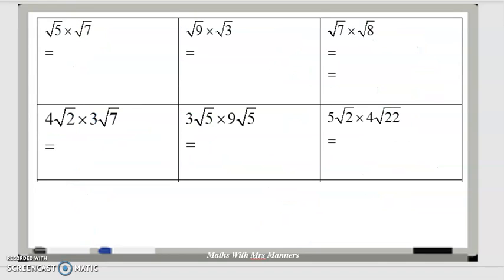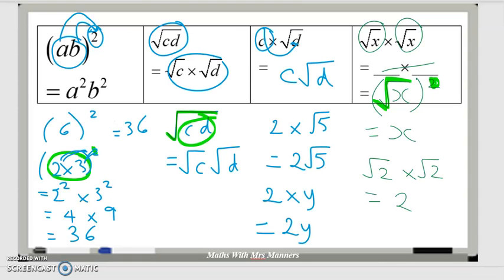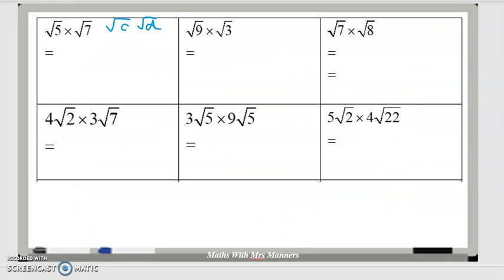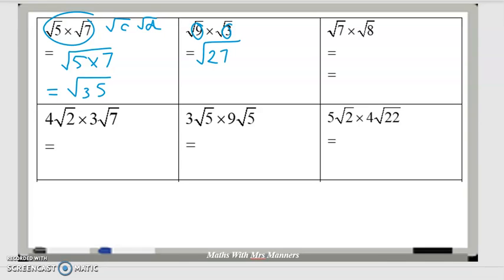This first question will be using that idea that if we have root c times root d, I can keep them separate or I can put them together as one big surd. So I'm actually going the other way. Here they are separate. If I want to put them together, I would combine them as one big surd, and that would give me root 35. So you can combine the two numbers, multiply these together, and if you know what that is, you can just write it as root 27.